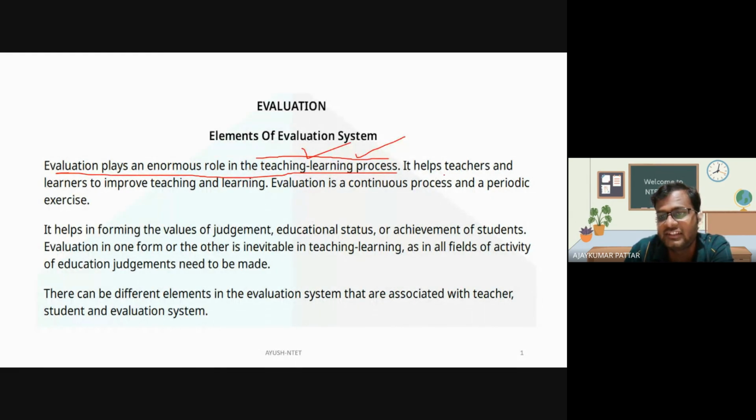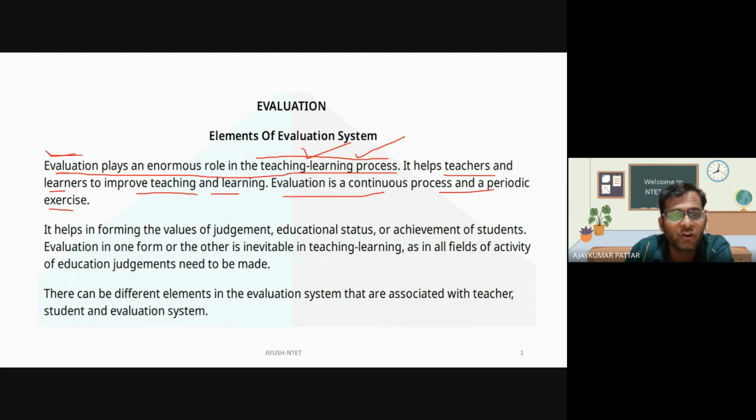So it helps teacher and learner both. The evaluation process helps teacher and learner to improve teaching and learning. Evaluation is a continuous process and a periodic exercise. Without evaluation, we can't tell whether the teaching learning method is going good or bad, whether the teaching method is good, or whether learning outcomes are happening or not. That's why evaluation plays an enormous role in the teaching learning process.